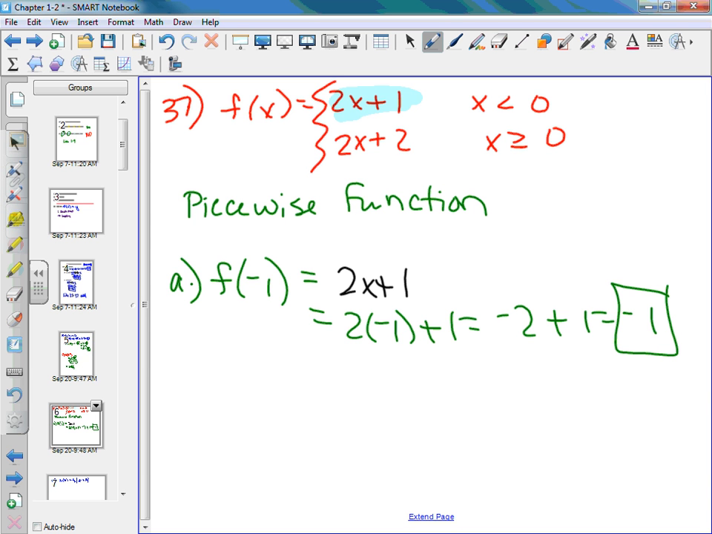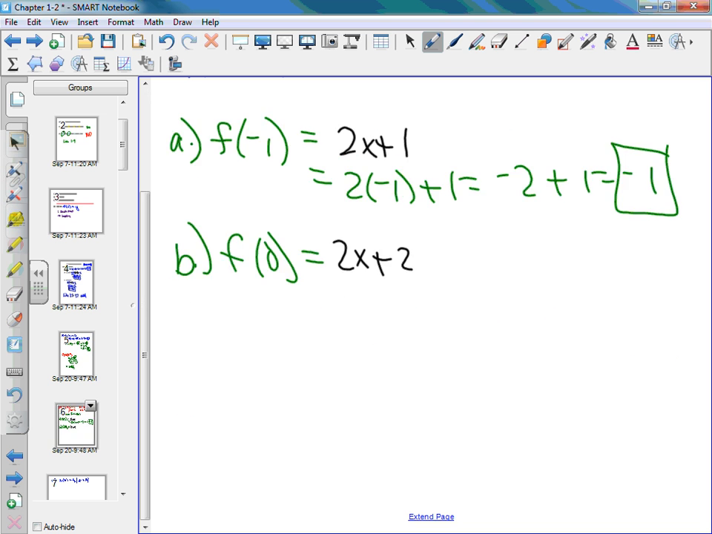Do we understand that? Okay, it is simple plug and shove. The hard part is determining which part of the piecewise function to use, correct? What about part B, which is f at 0? Why the second one? They both have 0 in them. So equal to. The second one says it's greater than or equal to. So now I know I'm going to be using the 2x plus 2, which means now I'm going to have 2 times 0 to give me 2.